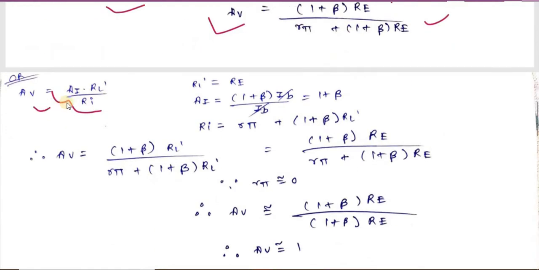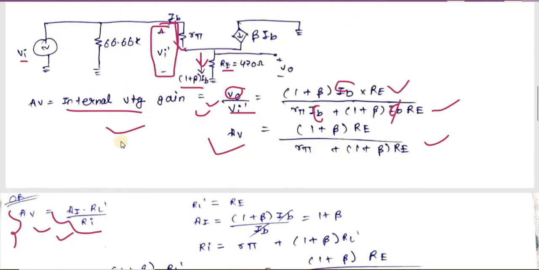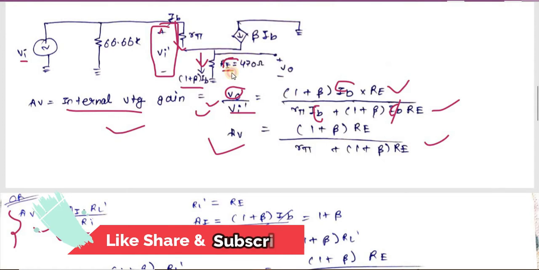Now let's use this: Av equals to Ai into RL dash by Ri. Okay, I am showing you both ways because some students use this and some students use this. I usually prefer both of them as per the situation. So here you can see our RL dash is nothing but Re only.